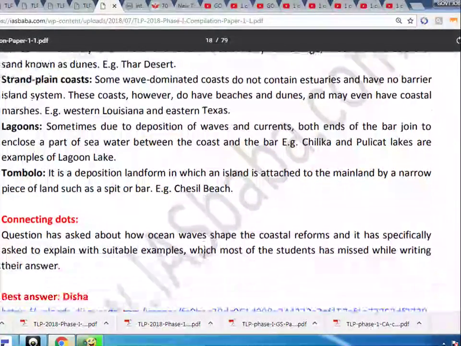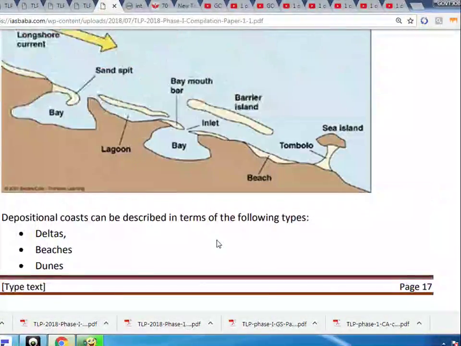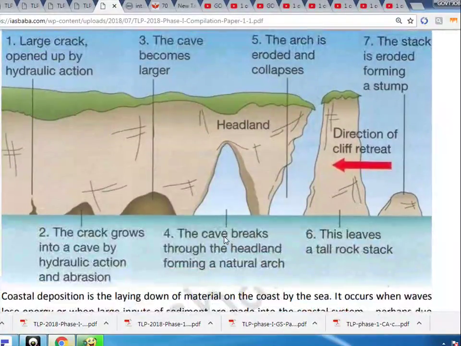Connecting dots. The question has asked how ocean waves shape the coastal landforms, and it has specifically asked to explain with suitable examples, which most of the students missed while writing their answer.